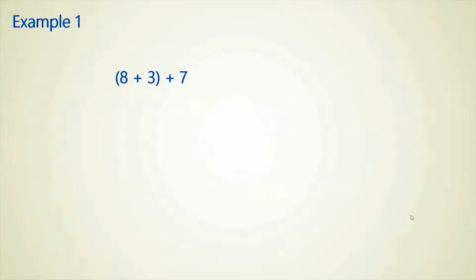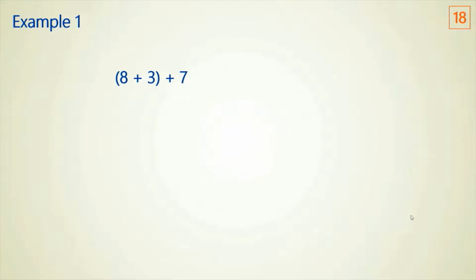In this example, 8 plus parentheses 3 plus 7. Let's first use order of operation to compute this simple problem. Parentheses gets evaluated first. 8 plus 3 is equal to 11. Then 11 plus 7 gives 18. So we put the answer 18 here as a reference.